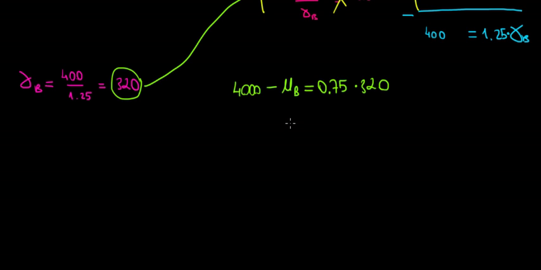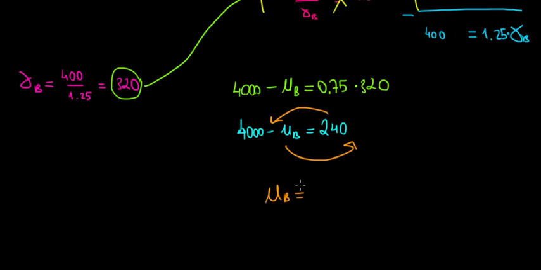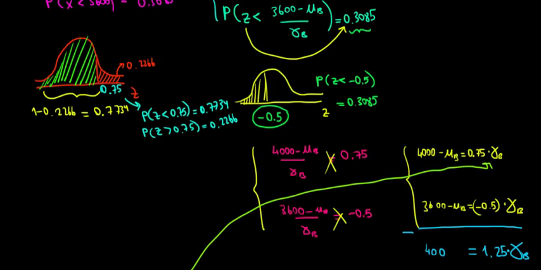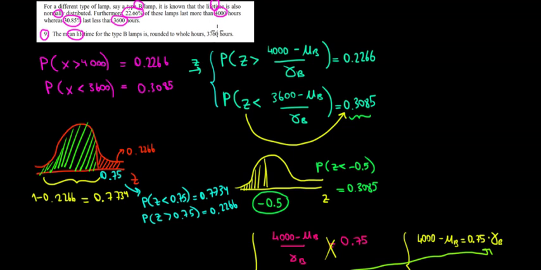So just a second. So 4,000 minus the mean is equal to 240. If we change the places, the mean goes on the right side, the 240 comes on the left side. We'll find out that the mean of this lifetime is going to be equal to 3,760 hours. And if we have a look at the answer key, it happens to be the same number. So the answer is true, and we are done.